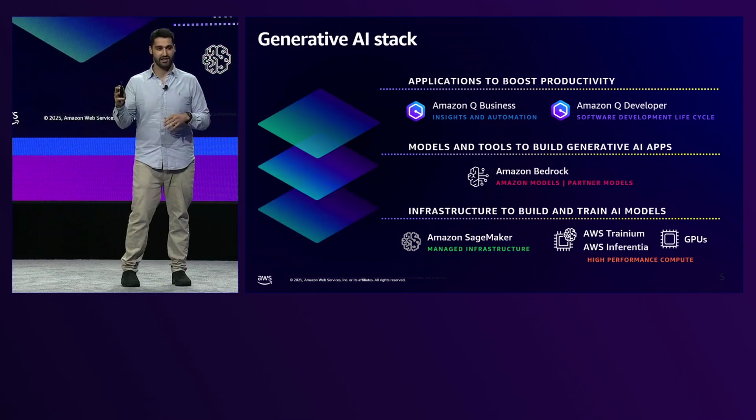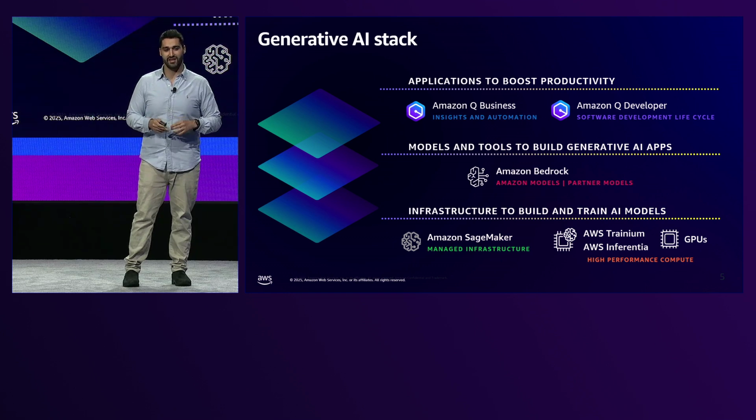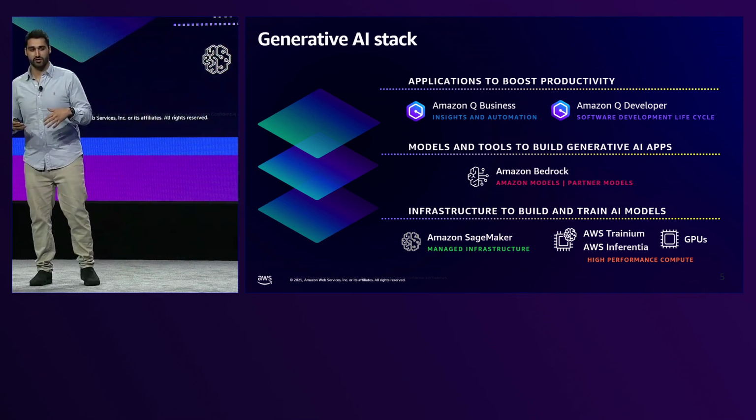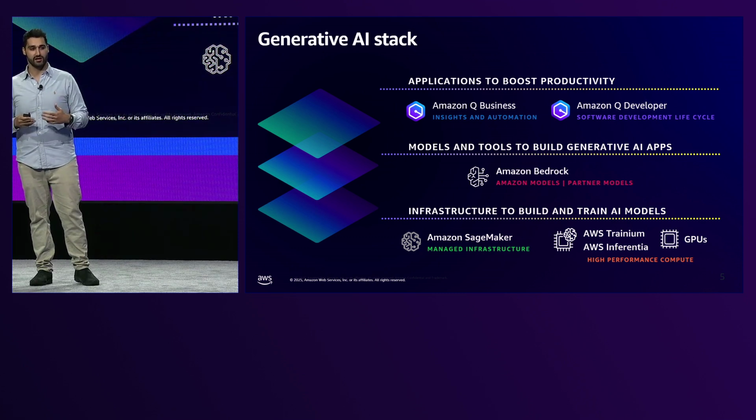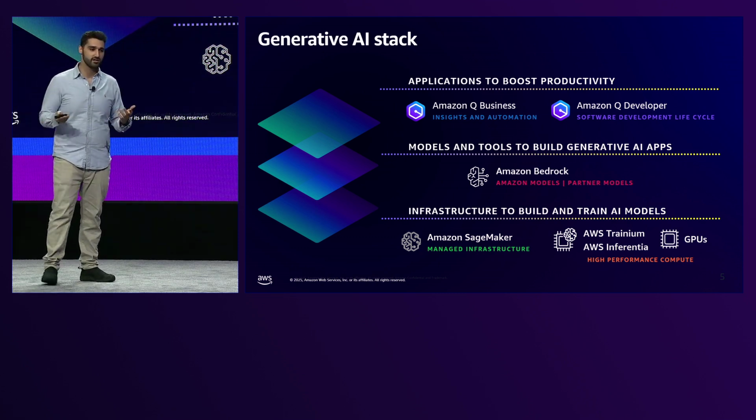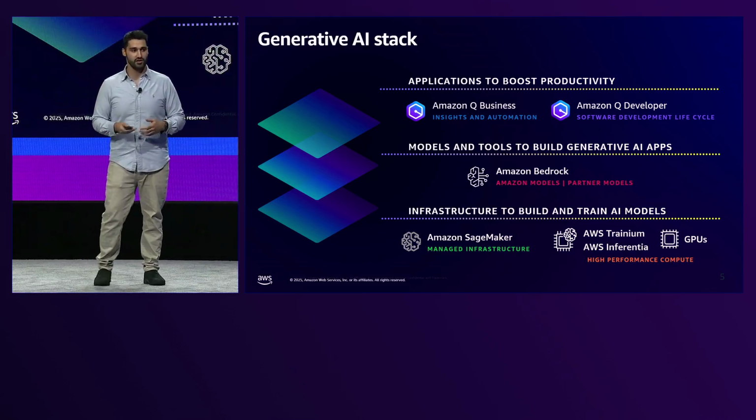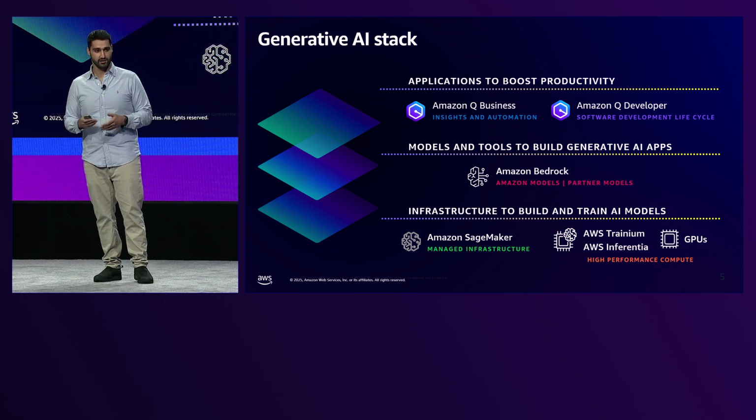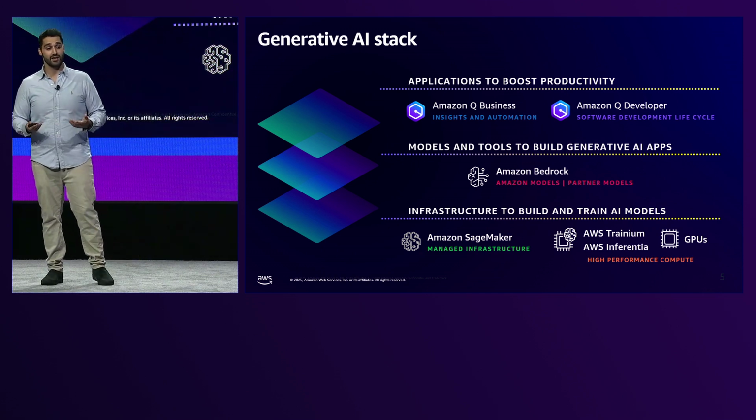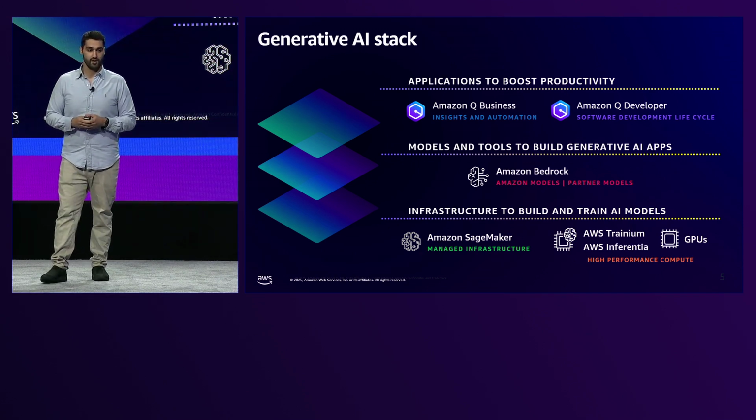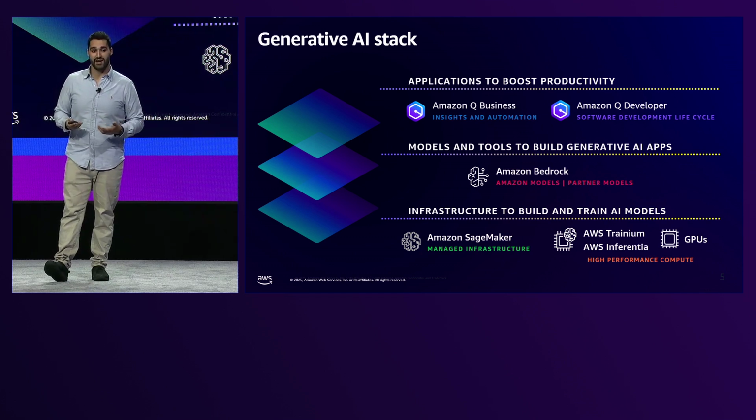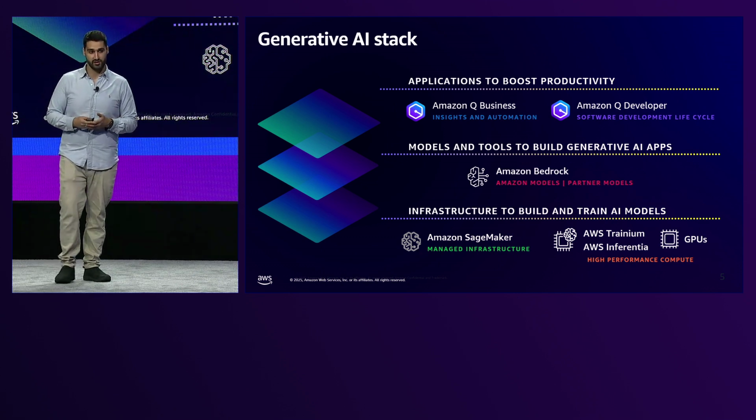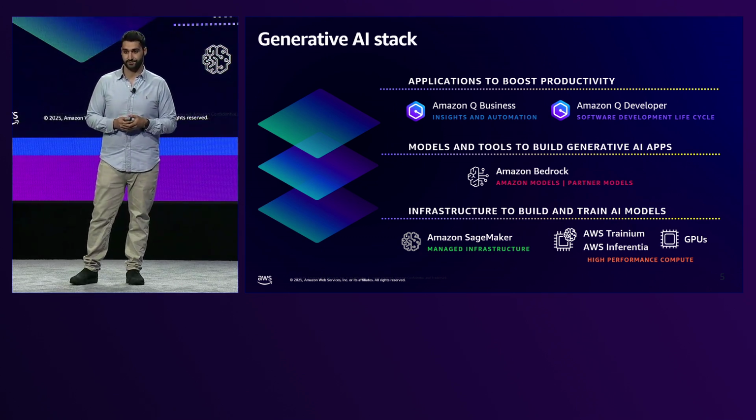All right, we have 3 different layers, and each layer represents different type of services that we provide to customers. Starting from the bottom is all of our infrastructure level services. So Amazon SageMaker, the GPUs, high performance compute, those can help you to build and train your own models. Give you flexibility, and it's a cost-effective and scalable solution that you can use.